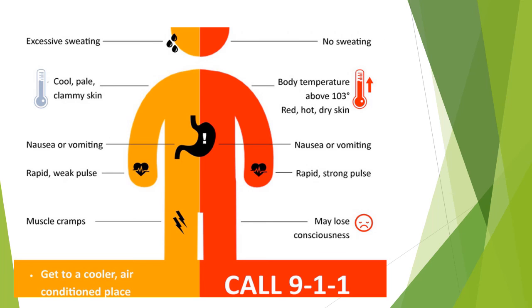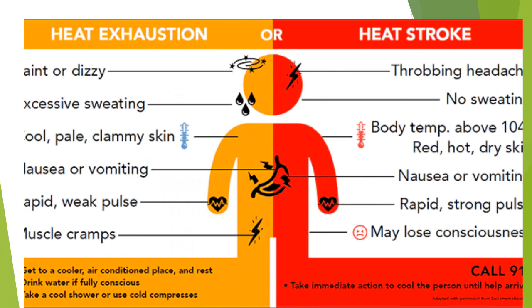Seeing the symptoms, there is loss of consciousness on the red side. There is no sweating. Temperature is over 103 degrees. The skin is red, hot, dry. Whereas in the other one, the skin is cool, pale, and clammy. There's sweating. So the yellow one is heat exhaustion, and the red one is actually heat stroke.